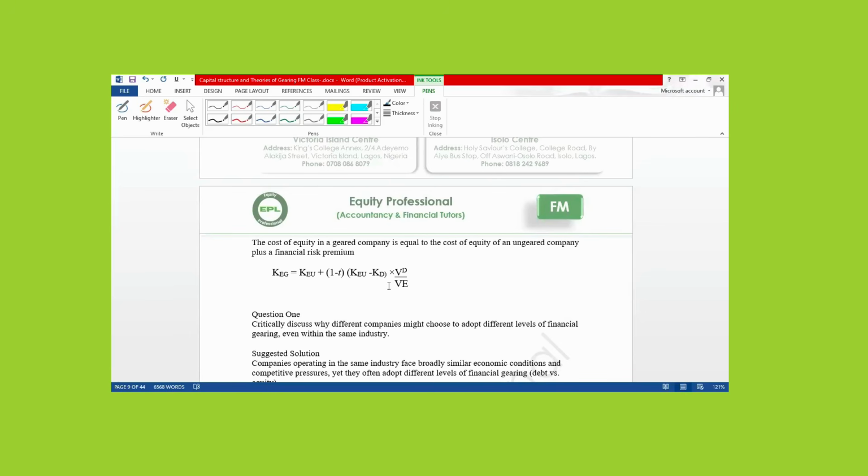Modigliani and Miller theory without taxation. We discuss Modigliani and Miller theory with taxation.